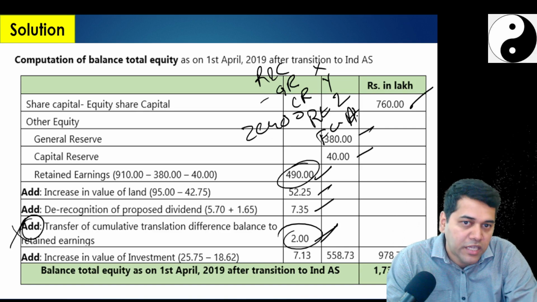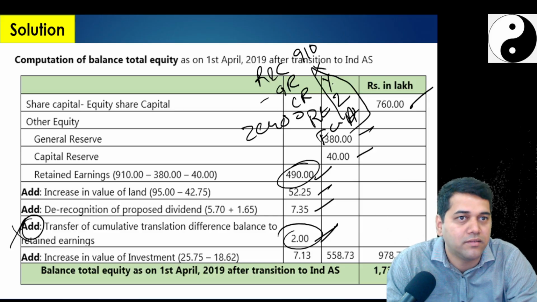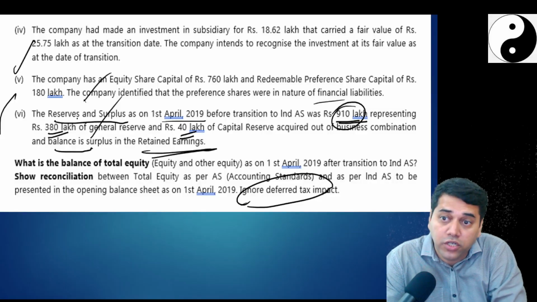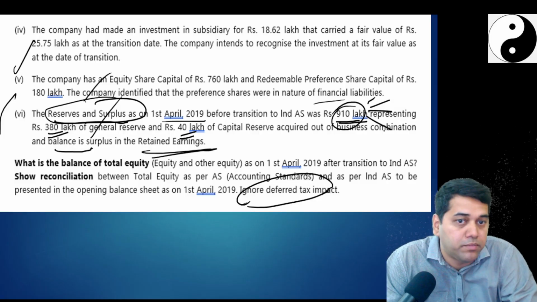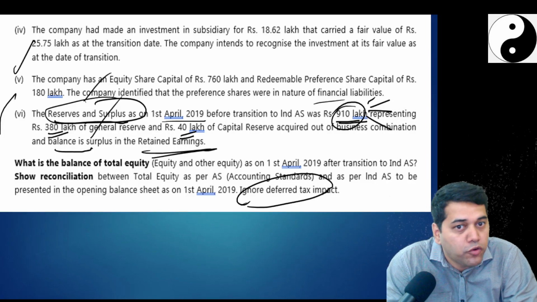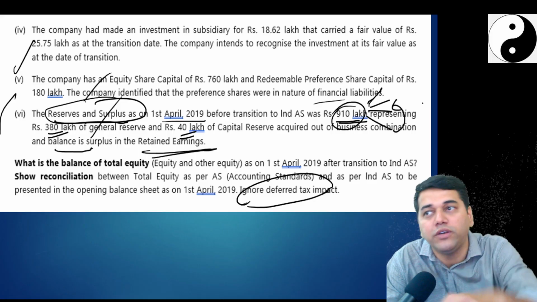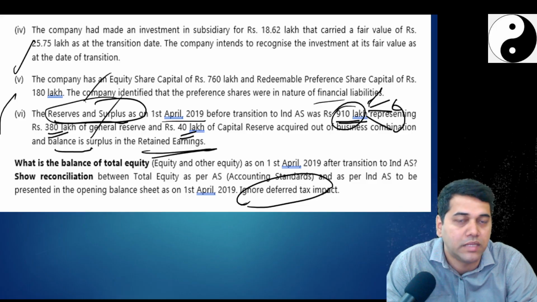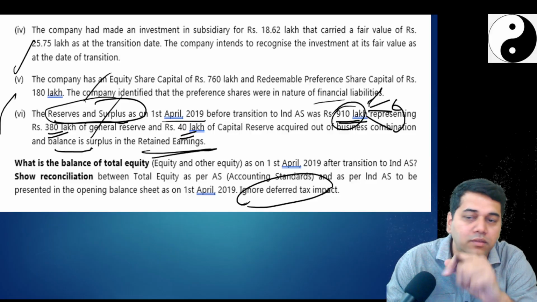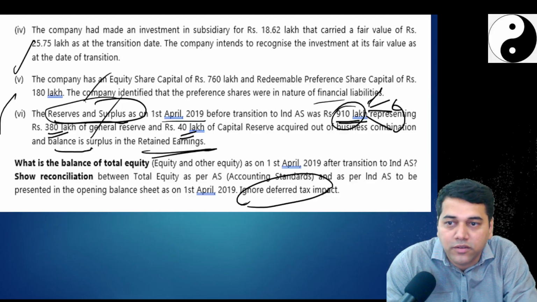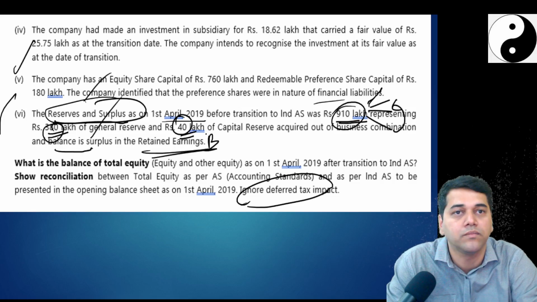If I add all these four, what does it come to? 910, because they said very clearly that your reserves and surplus balance is 910. So there should have been a 4-part breakup. Out of these 4, these 2 will get reclassified into retained earnings now. But the problem here is, if you add all the 4 in the suggestion, they said reserves 380 is this, 40 is this, balance retained. That means they literally left it out.